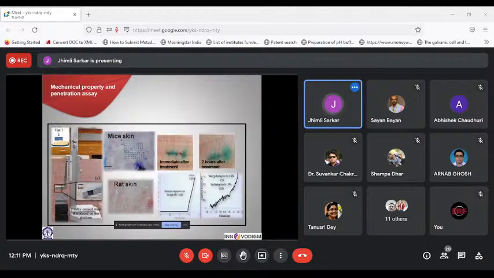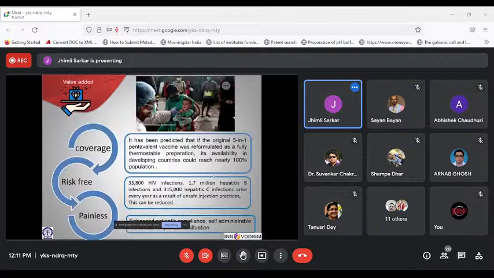And this is some of our results where we have done a penetration assay in rat skin and mice skin, and we have calculated the force required to penetrate the needle inside the skin. We found that it is around 0.26 Newton of compressive force, which is sufficient to press the vaccine inside the skin without breakage of the microneedle. And what value is it going to add?